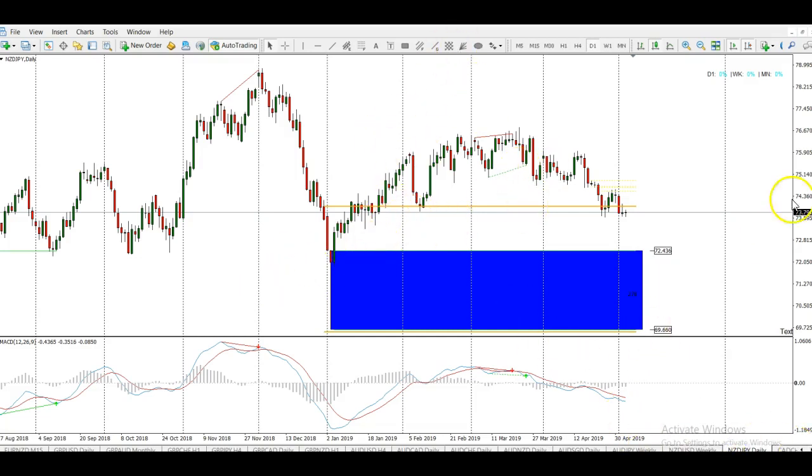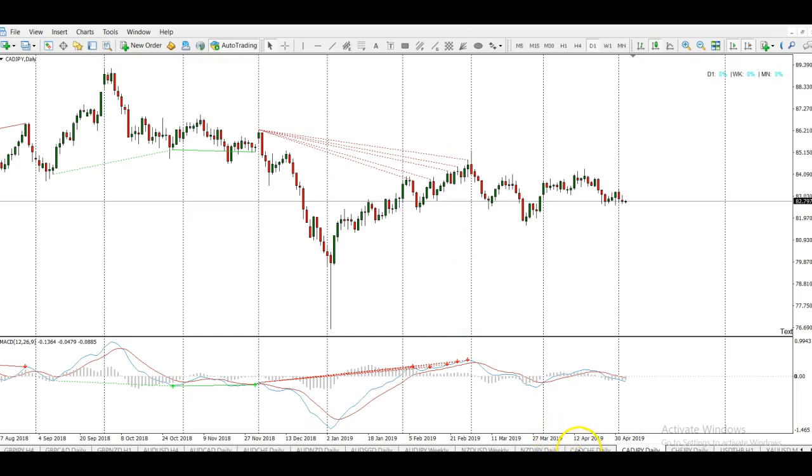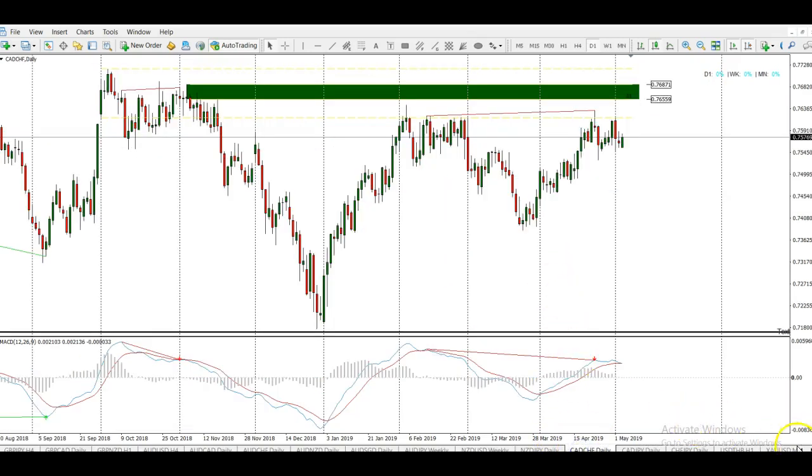Kiwi yen, nothing on it. Okay, I'll just look at a couple of the CAD pairs. Maybe gold. Sorry, look at gold and the CAD yen. Nothing on the CAD yen, and CAD Swiss franc, nothing on it.